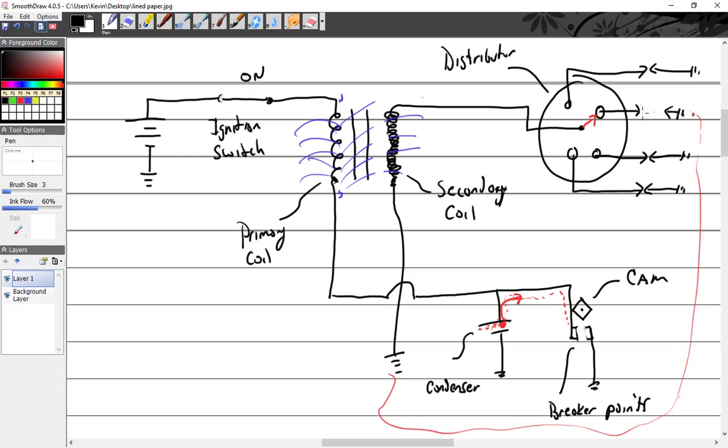Yeah. Okay, so inside of a cylinder, if you think about it, what are we doing to the air? Compressing it. Air is an insulator or a conductor?